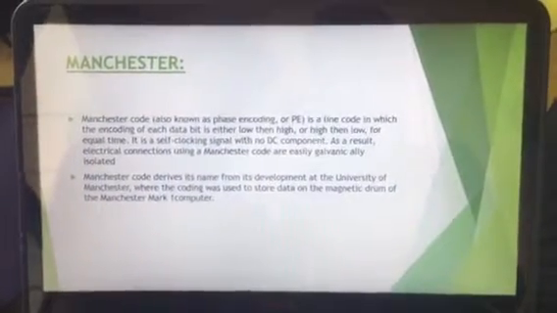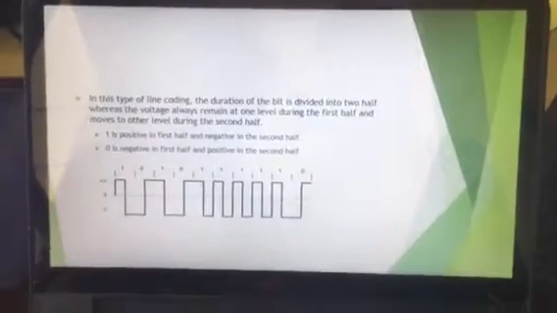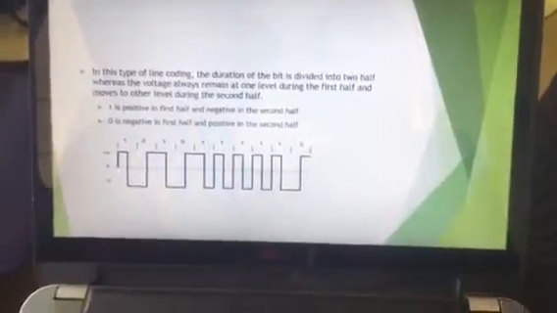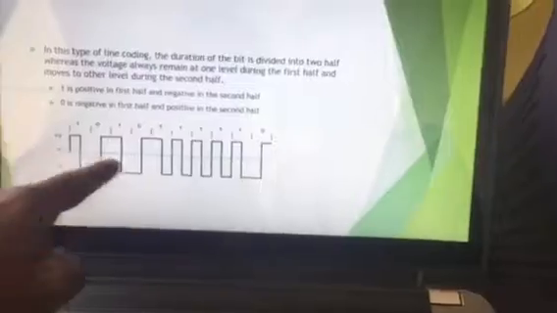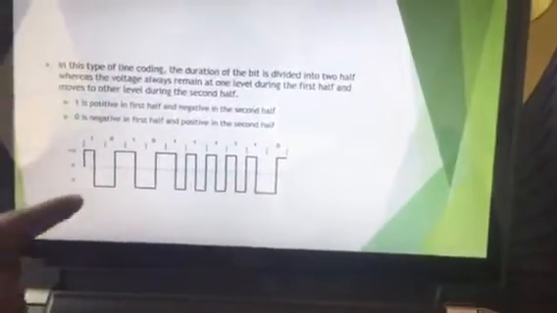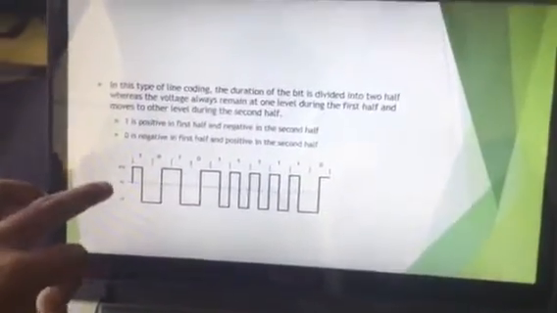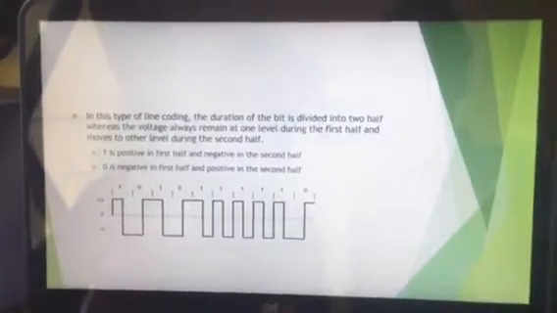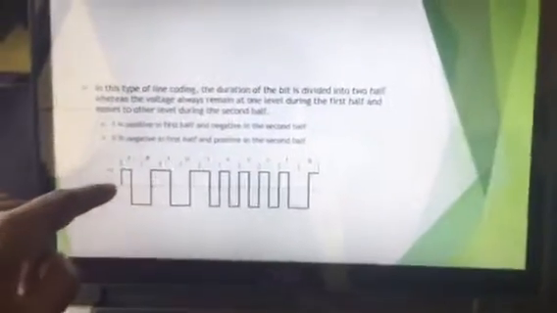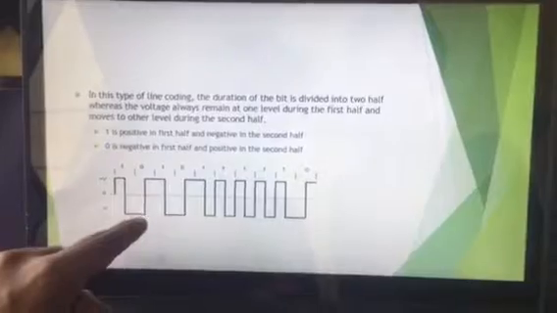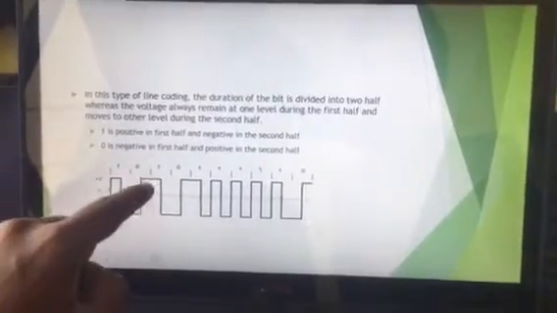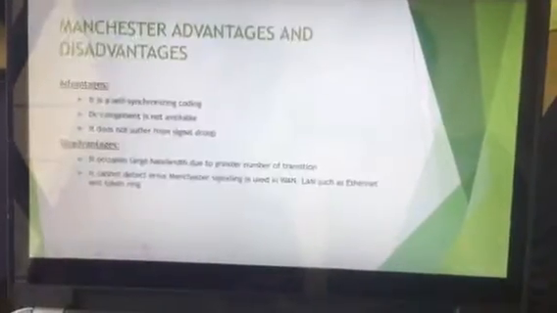Coming to Manchester, it is quite different from the previous encoding schemes. As you can see, there is no DC component at all. In Manchester, it consists of 3 levels: plus V, 0, and minus V, similar to polar and bipolar. But 1 is encoded as first high, then low. 0 is encoded as first low, then high, and so on.